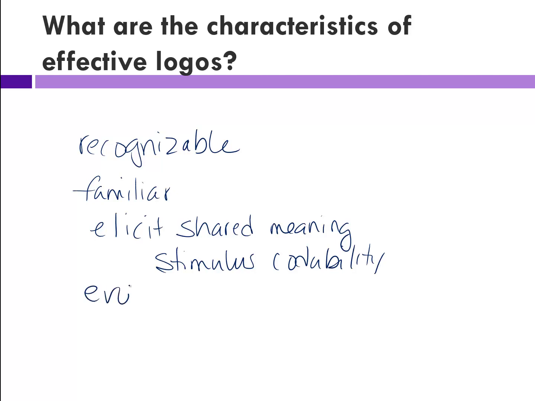But we also want it to evoke a positive feeling. So recognizable isn't good, or the shared meaning isn't good, if that shared meaning is negative. So we want to make sure it evokes positive feelings. For instance, look at how young kids recognize the golden arches. Even before they can read, they see those golden arches and they know that means McDonald's, and they have very positive feelings about that. So that's a very effective logo.